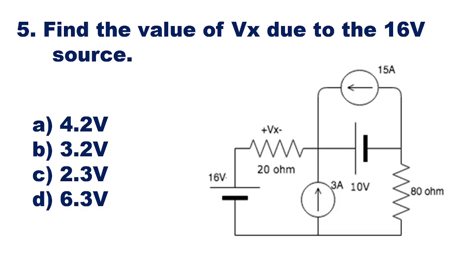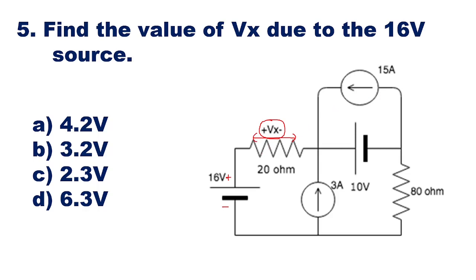That means we are going to consider this voltage source. Okay, so 16 volt source, and we have to find what is this Vx. So voltage across this 20 ohm resistor, how much is the voltage?